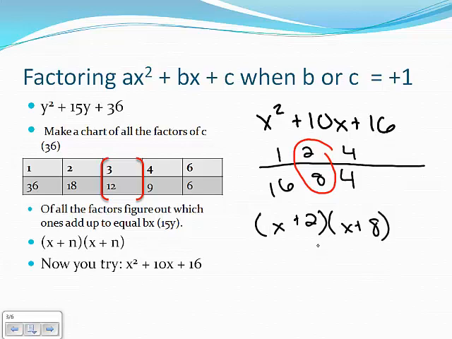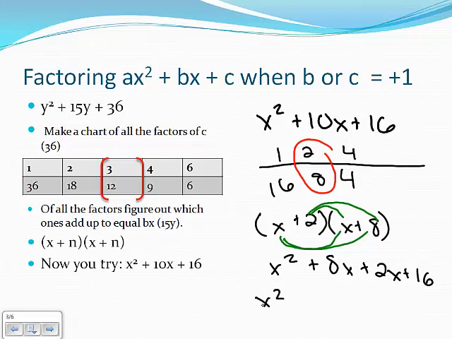You can check your answer using FOIL. So x times x, x times 8, 2 times x, 2 times 8. And this gives you the equation x squared plus 8x plus 2x plus 16. And when you combine like terms, you get x squared plus 10x plus 16, which is the same as the original equation.